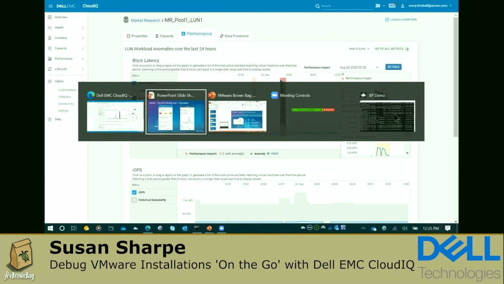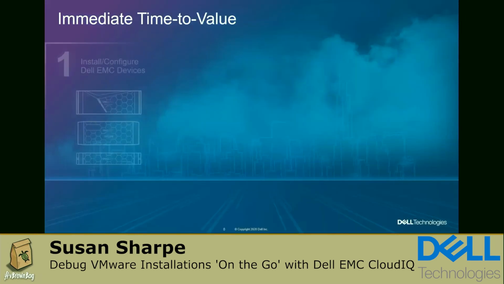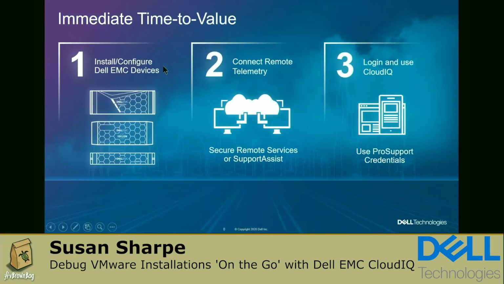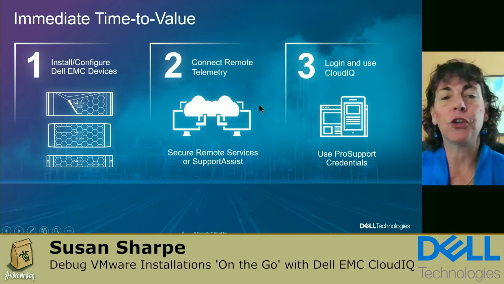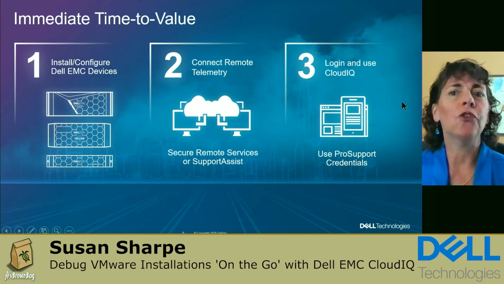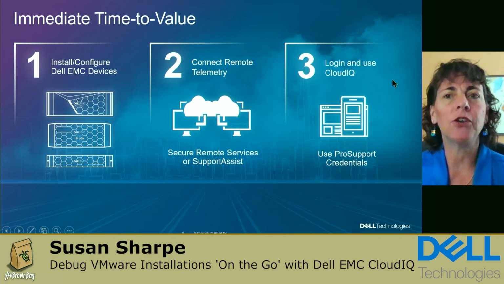Returning to our presentation, I talked about immediate time to value. All you have to do is install and configure your Dell EMC devices, connect that remote telemetry, including the CloudIQ Collector that will bring information from vSphere into the secure remote gateway, and then simply log in and use CloudIQ. Log in to cloudiq.dellemc.com and start using it. You'll log in with your pro support credentials.